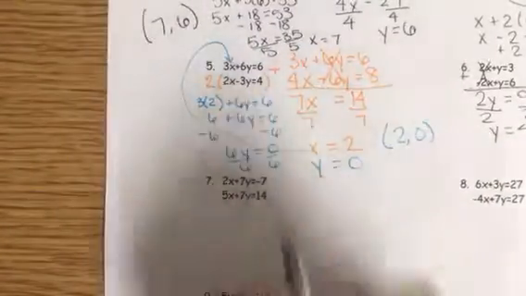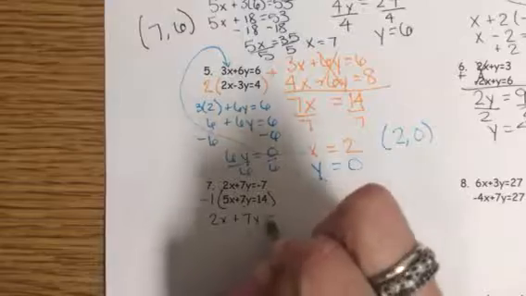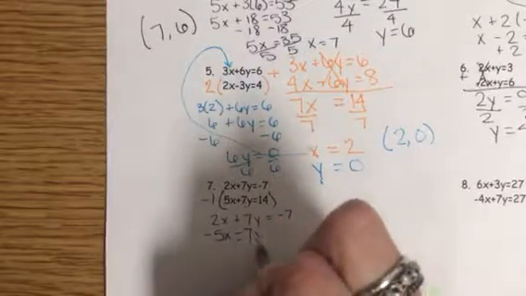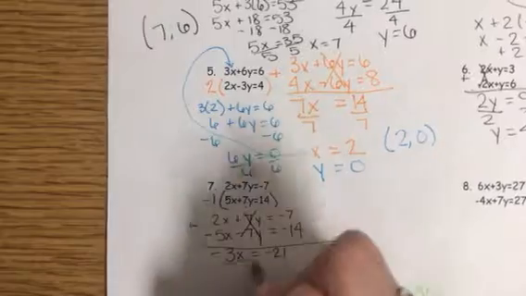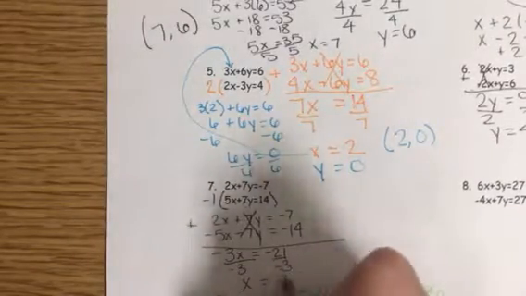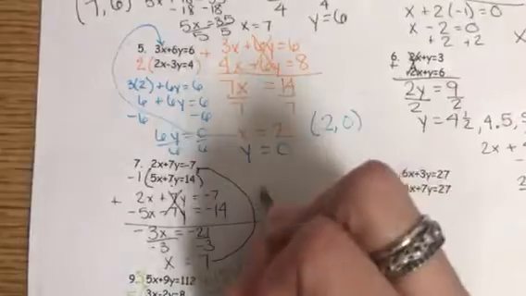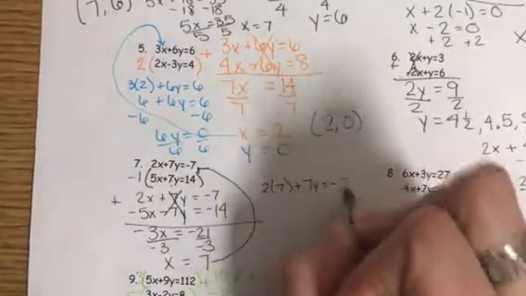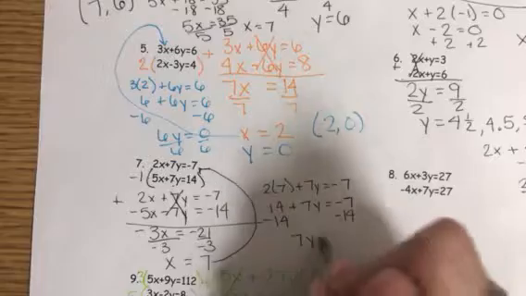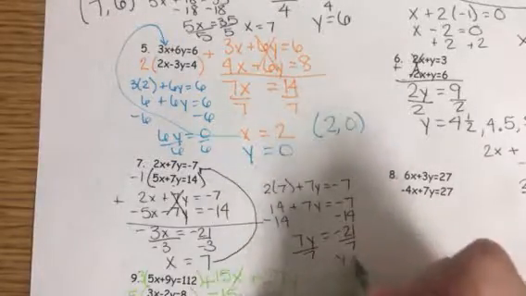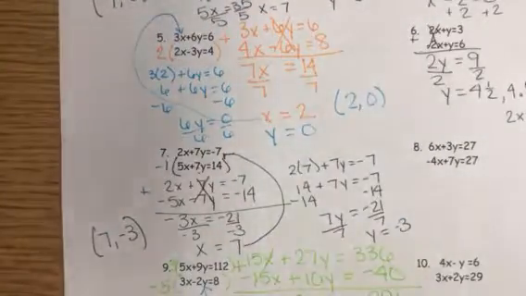Number 7, we have matching coefficients on the 7. We just need to deal with the negative. Top equation is going to stay the same. I'm going to multiply through by the negative to make them opposite signs so I can add. Okay, we'll plug that back in. So 14 plus 7y is a -7. y equals -3, so we'll have 7, -3.